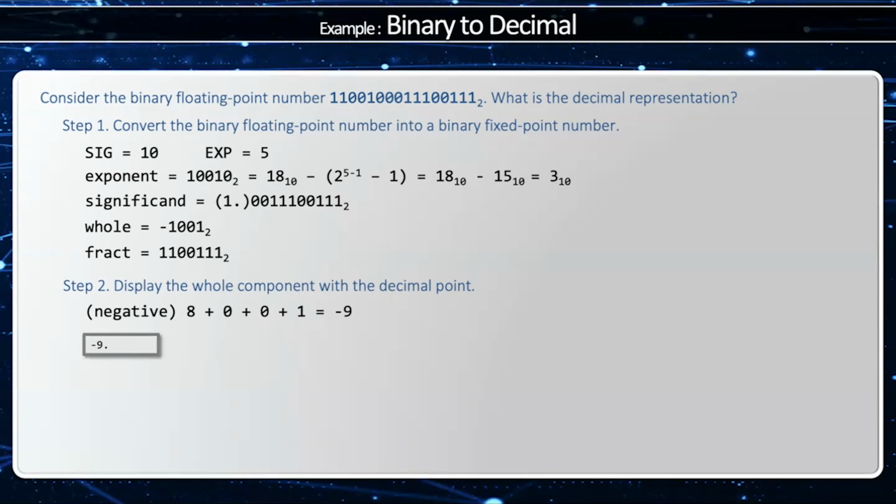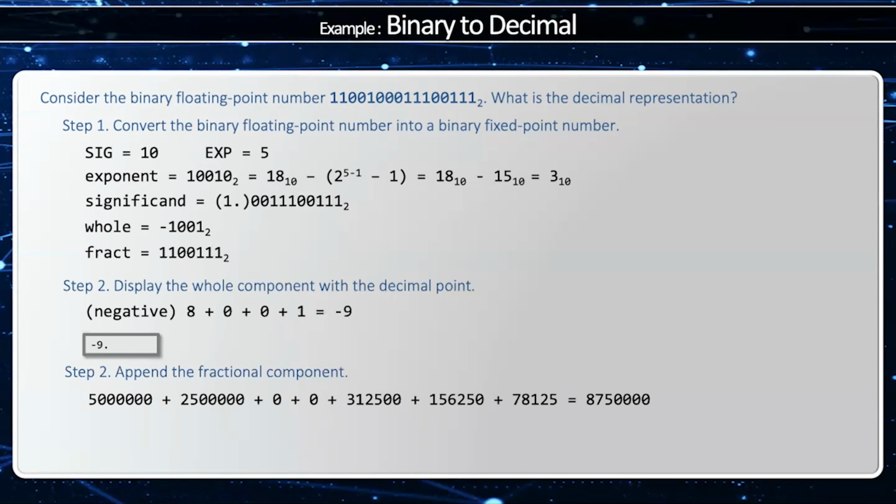So I'm going to display that. And then my fractional component is going to be 1100111. 1 corresponds to 5 million, and then the next one corresponds to 2,500,000. And then I skip the next 2 because they're zeros, and then 312,000, and so on, add that up as 8750000, and then I'm going to append that onto my negative 9, and this is negative 9.8. This is actually the gravitational constant for the polar gravity on the Earth on average.